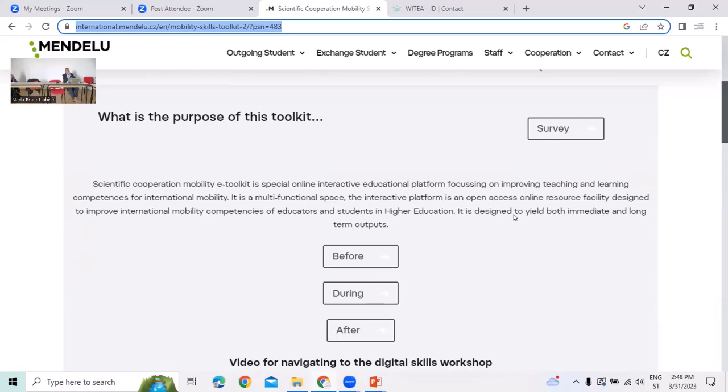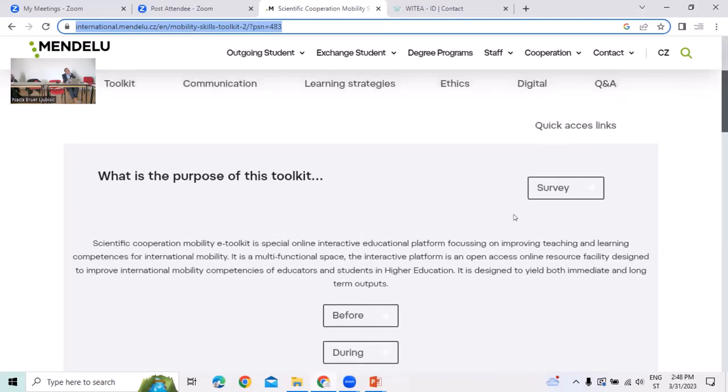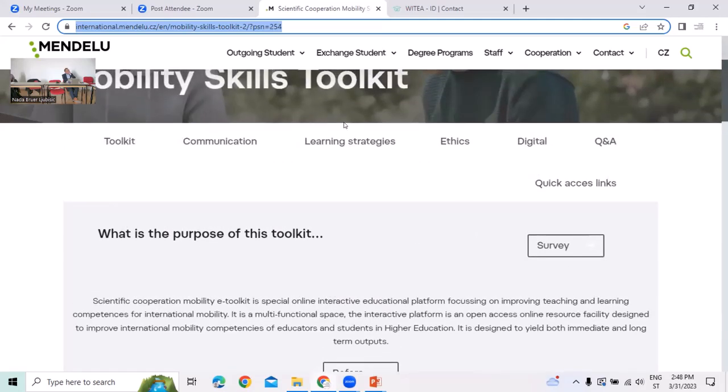Did this approach, this thinking before going to mobility, reach the outcome, reach my ideas, why I'm abroad, and so on? And as a student, it will also help you prepare for competencies such as communication, learning strategies, ethics, and the digital part.